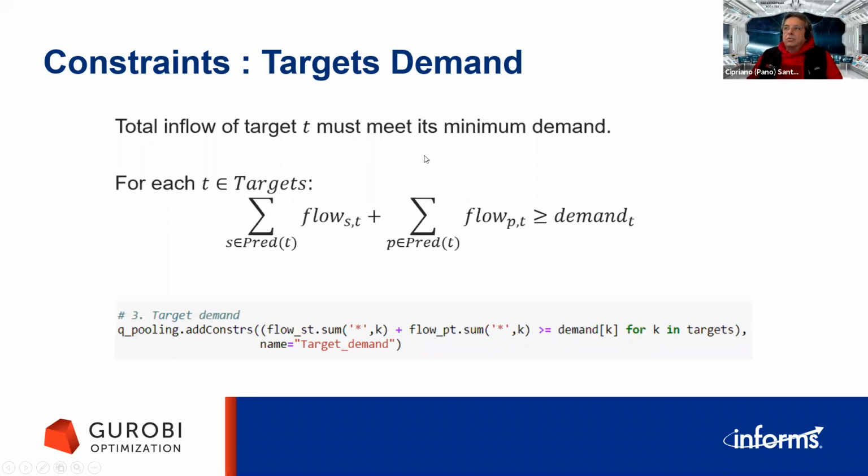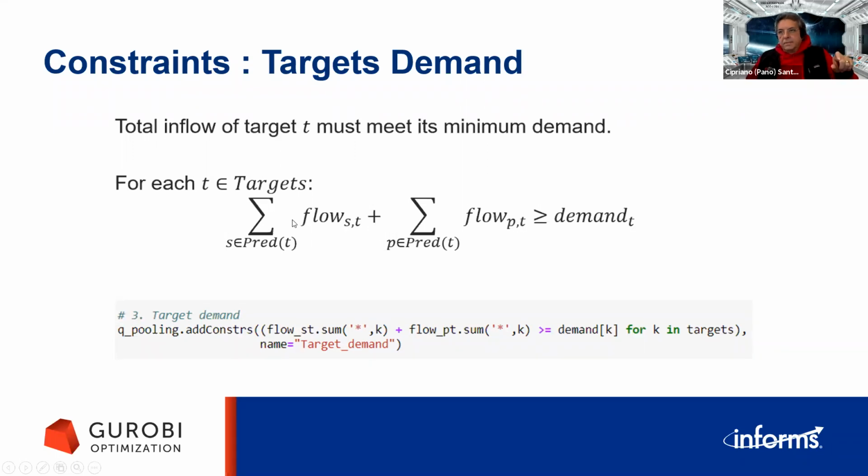And then for the target nodes, basically we want to ensure that the flow going to that particular node produces at least this amount of blended oil. So the first term basically represents the inflow of oil coming from source nodes at the target node T. And this second term represents the inflow at target node T coming from pool nodes P.